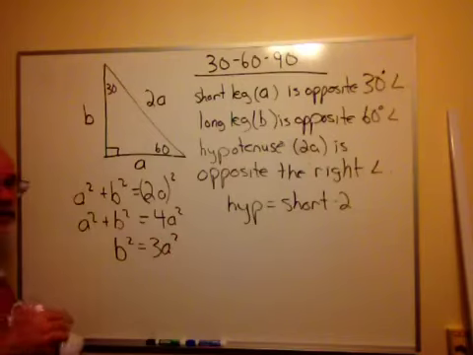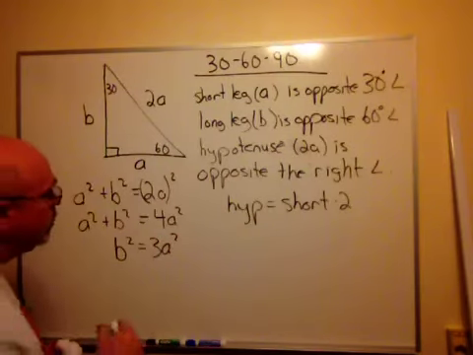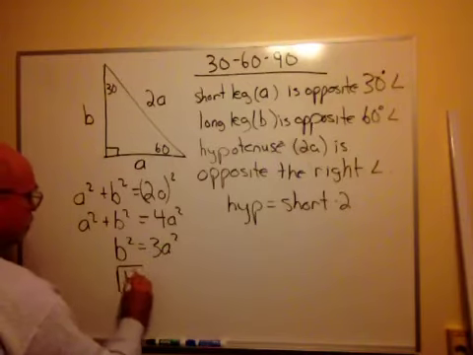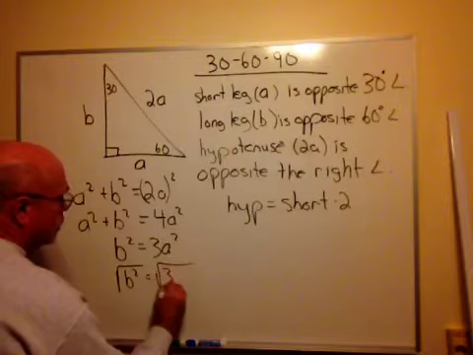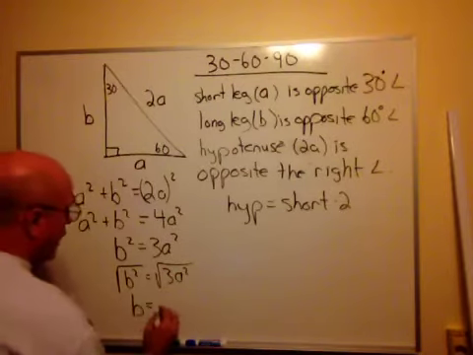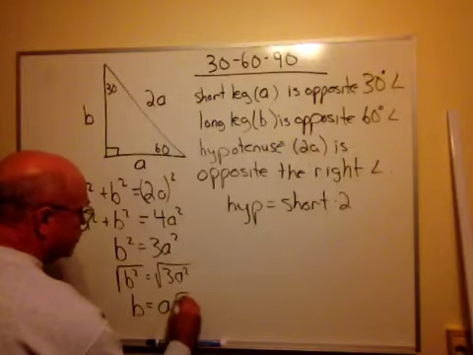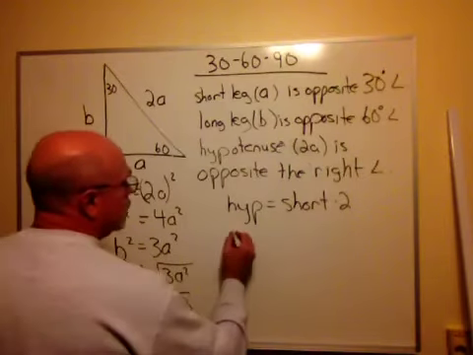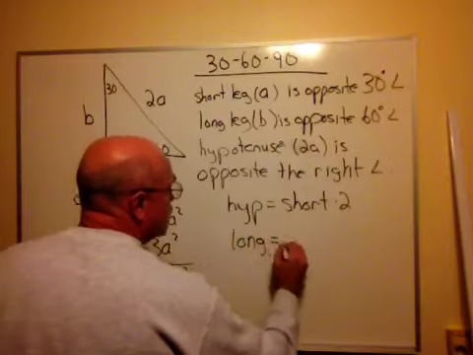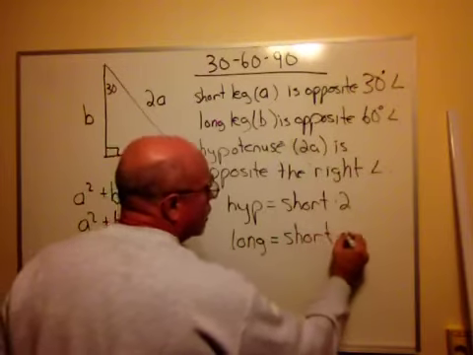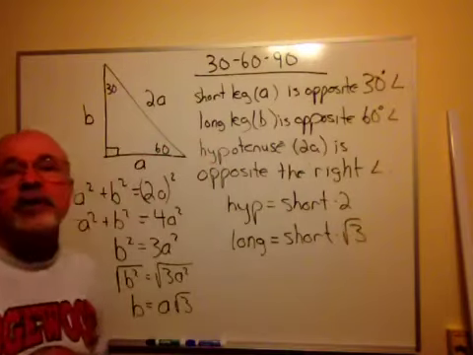Well, like I did with the 45, 45, 90 problem, I'll take the square root of both sides. The square root of b squared equals the square root of 3 times a squared. That means that b will be a multiplied by the square root of 3. In terms of what these actually are, that gives me the rule that b, the long leg, is equal to the short leg multiplied by the square root of 3.